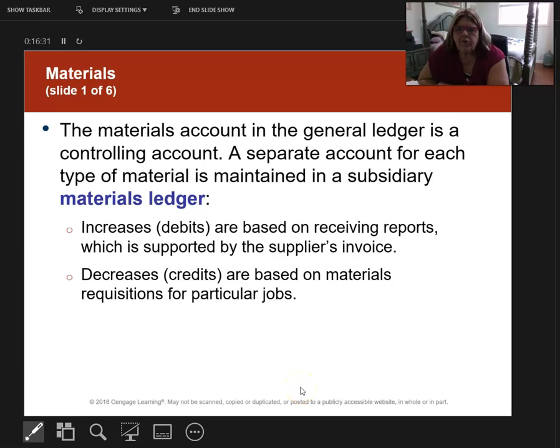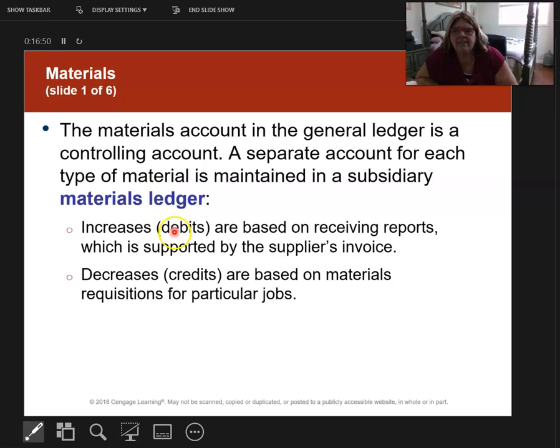So we're going to continue. We're going to show you how the materials move from inventory in a job cost system. So we have materials or raw materials. This is an inventory account. And just a refresher, inventory is an asset account.